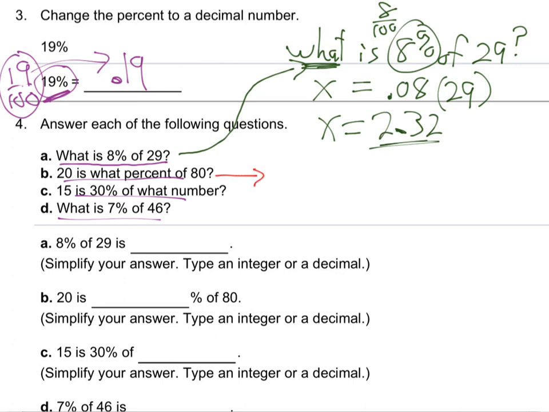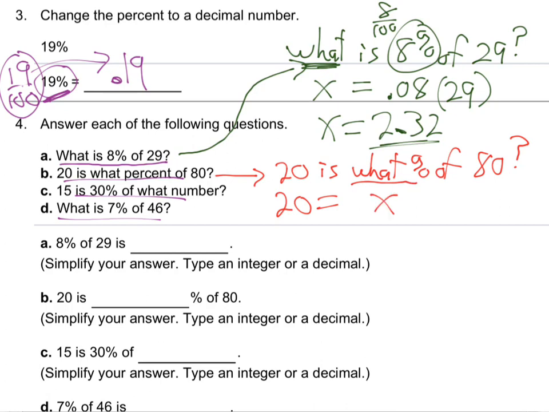Let's try B. 20 is what percent of 80? So let's take it direct again. So I'm just going to go direct, no fractions, just direct translation. 20 is, what's the is? Equals. What percent, that's just going to be my x. Or you can write x percent if you want. Yeah, maybe that'd be better. X percent of times 80. So far, so good? So of is times, is equals.